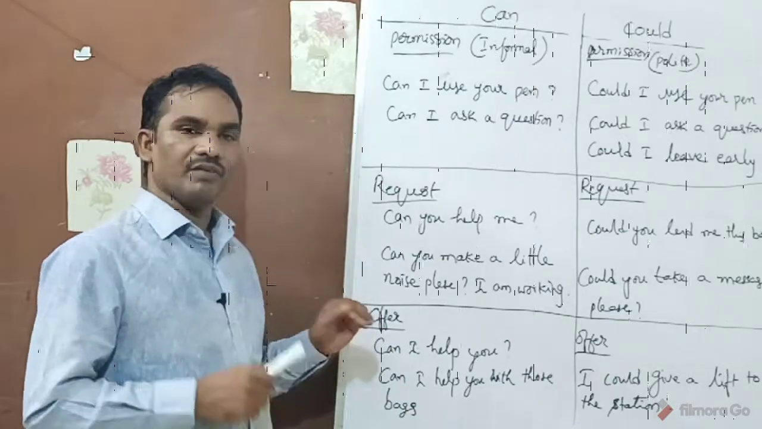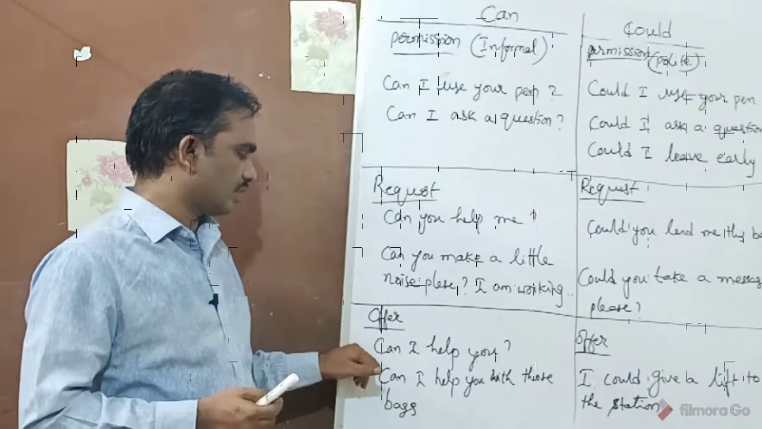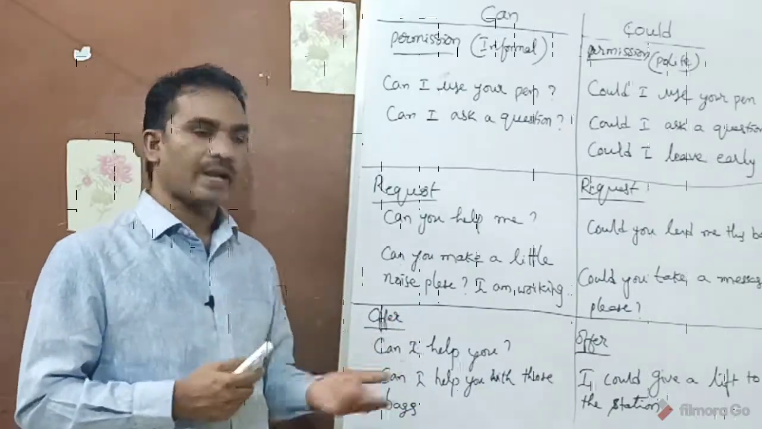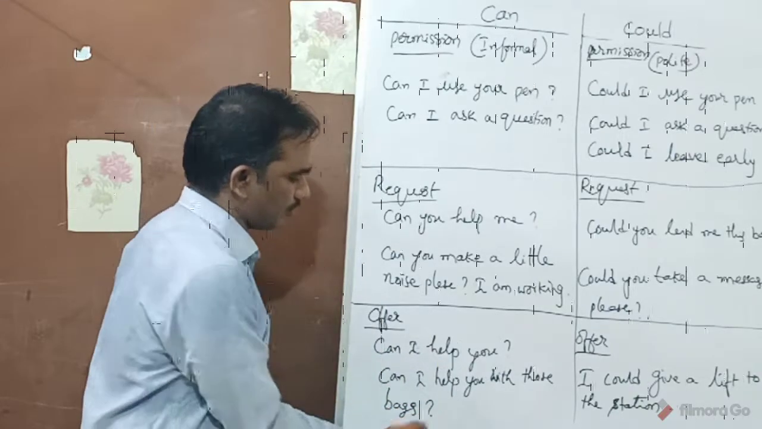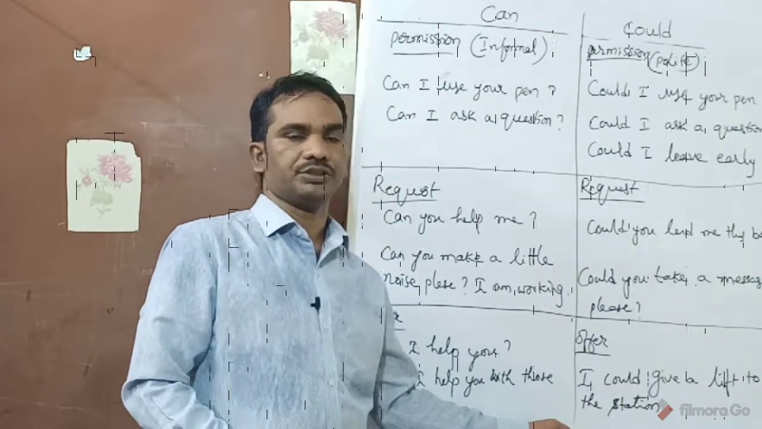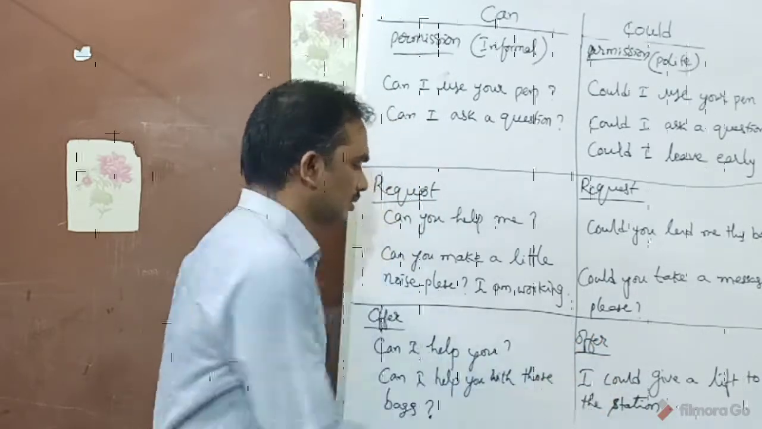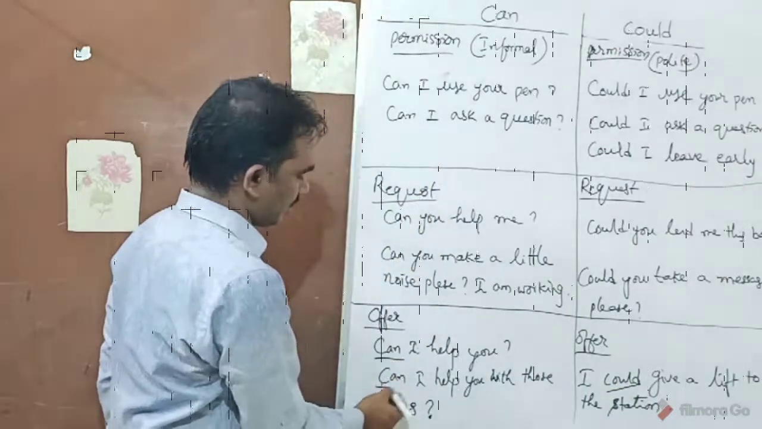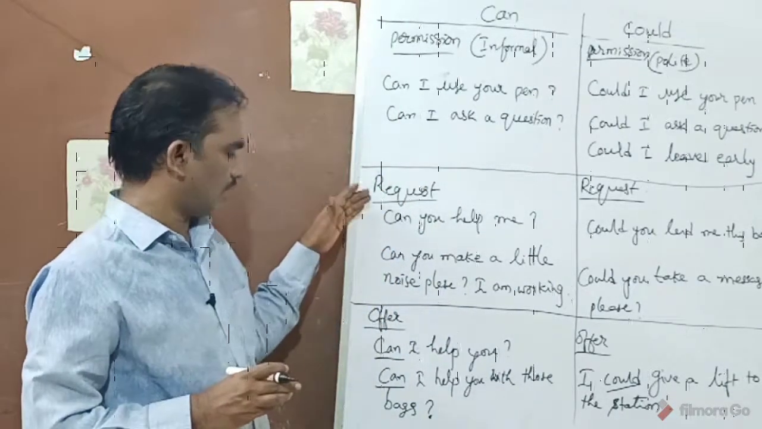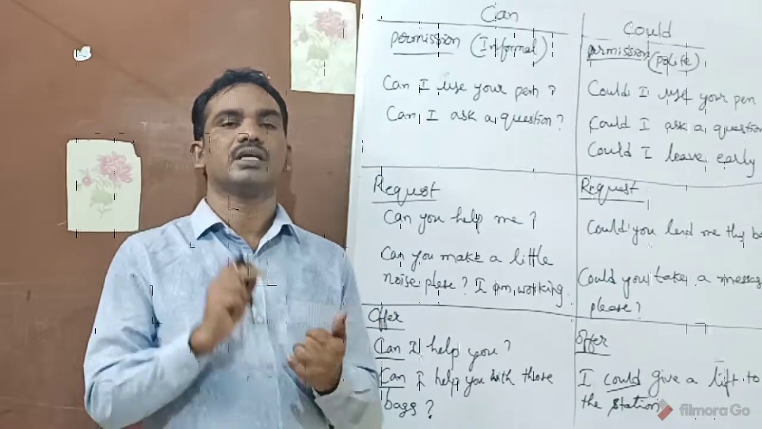Finally, you guys, when you talk about offer, when you offer somebody something, how do you say? Can I help you? Can I help you with those bags? I could give you a lift to the station. This is using could. Here you are using can. So we are talking about permission, request and offer here, and previously we learned about ability and possibility.